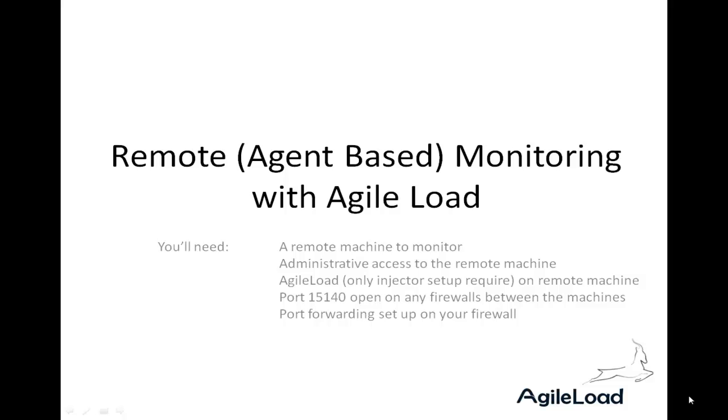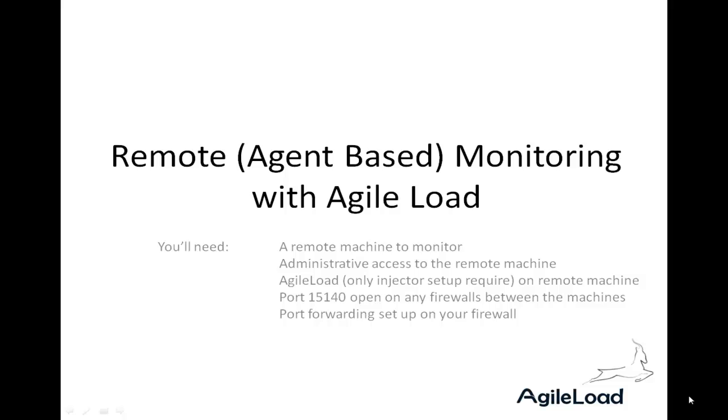What you'll need is a remote machine to monitor, of course, admin access, because you're going to need to install AgileLoad onto that remote machine. Now the remote machine could be the server target itself if you want to put the AgileLoad agent on there. It's very lightweight. Alternatively, it could be a machine sitting in the same LAN as the server that you want to monitor. So installing AgileLoad on there, you can just use the inject only setup, which is lighter still, on this remote machine. I'd probably recommend installing the full setup, simply because if you have some issues that you need to troubleshoot, it's better to have two AgileLoad instances, one on the target machine and of course the one that you're using on your desktop.